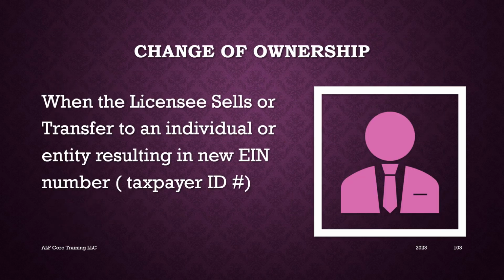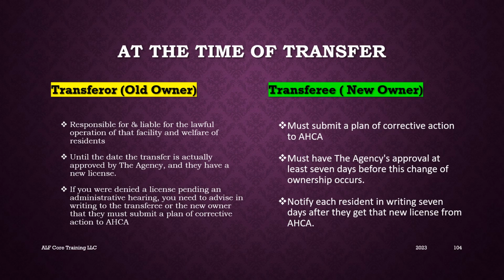Change of ownership is official when a licensee sells or transfers to an individual or entity, resulting in a new EIN number, taxpayer ID number. At the time of transfer, the transferor, or the old owner, is responsible for and liable for the lawful operation of the facility and welfare of residents until the date the transfer is actually approved by the agency and they have a new license.